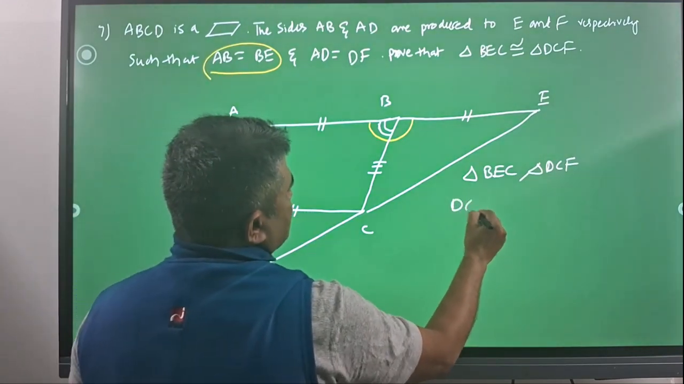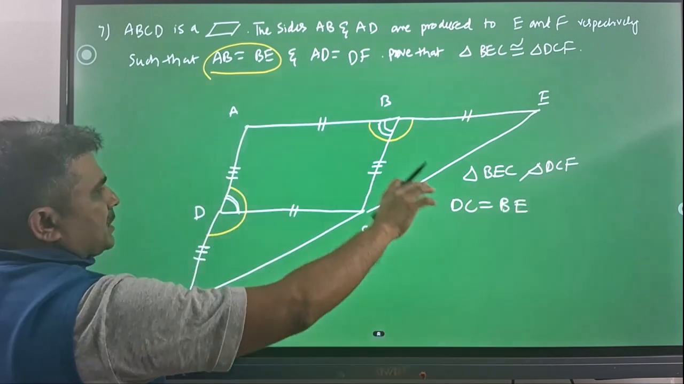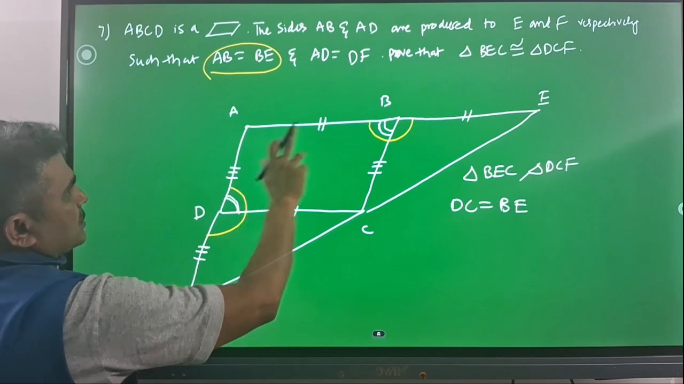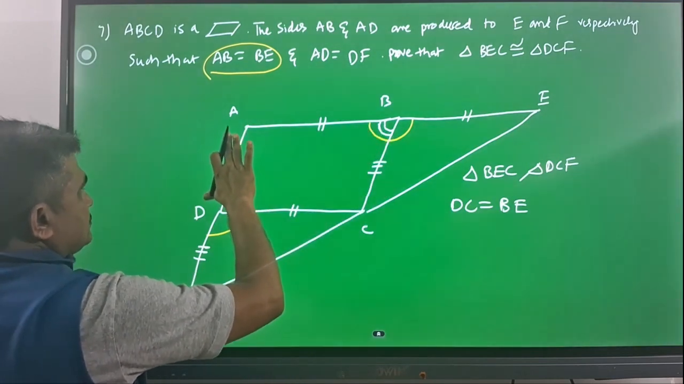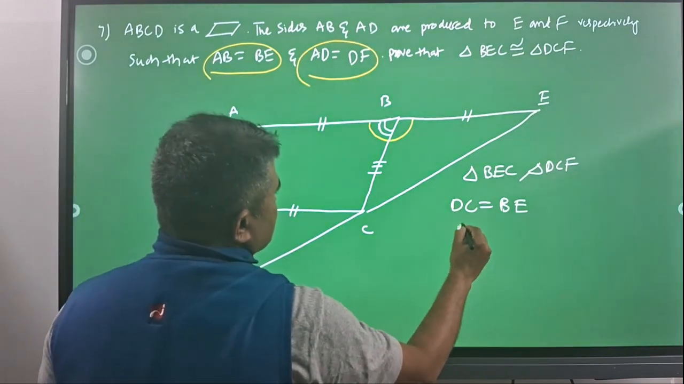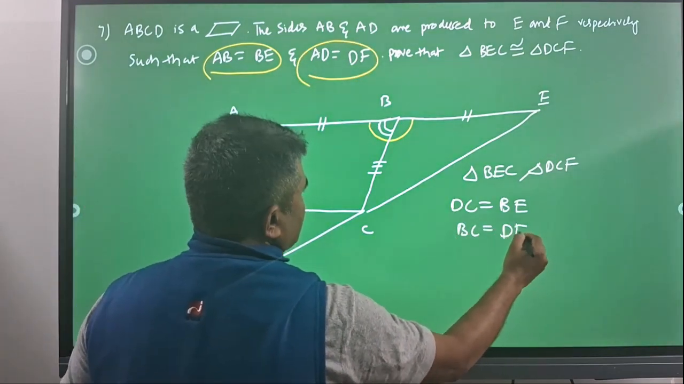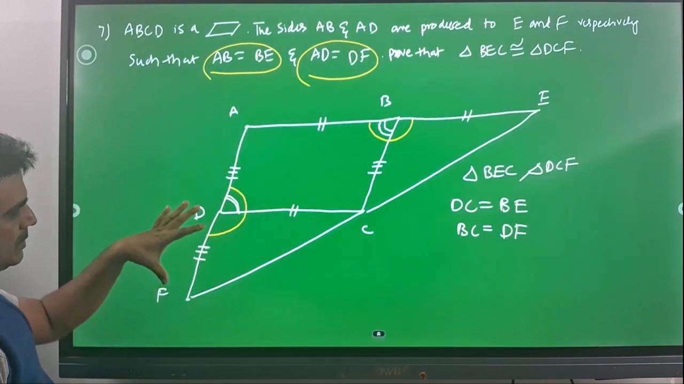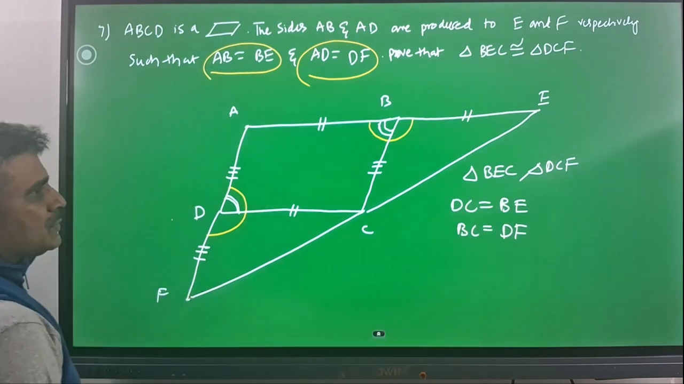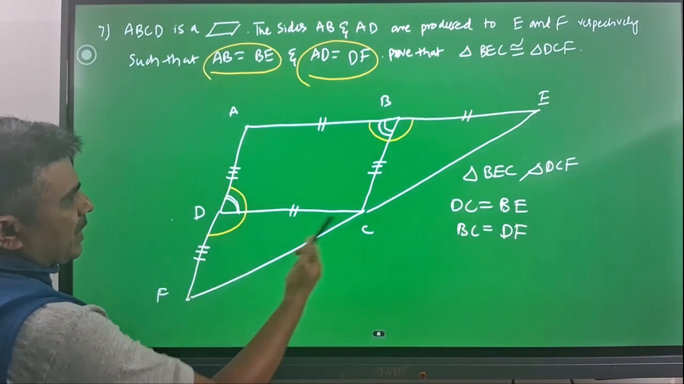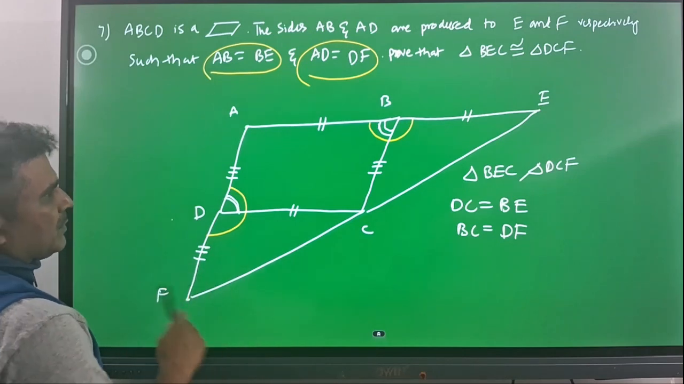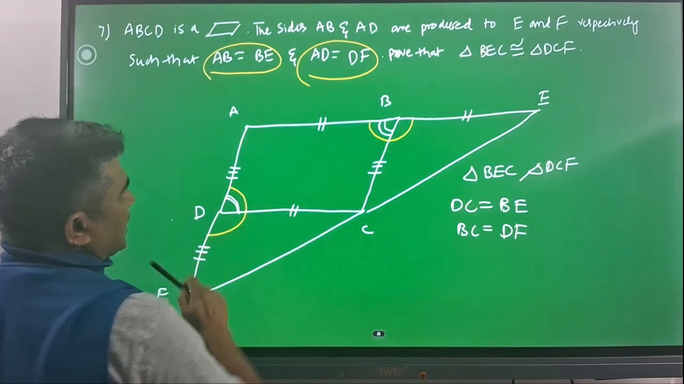I can write DC is equal to BE, and along with that we have BC is parallel to AD and equal also, so BC is equal to AD and AD is equal to DF, so we can write BC is equal to DF. So we got two sides relations. Other sides we need to try, but we don't have such information about it, so we need to go with the angles.